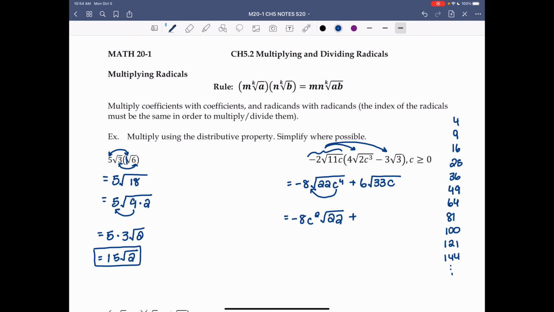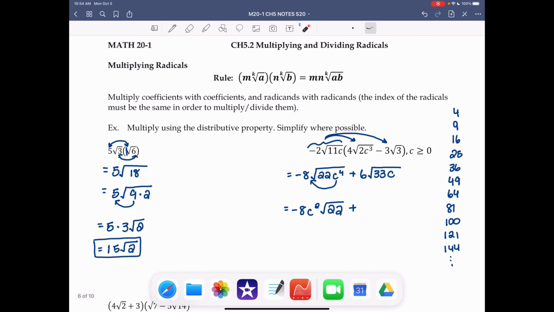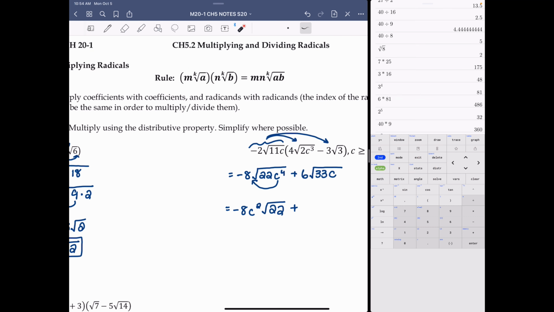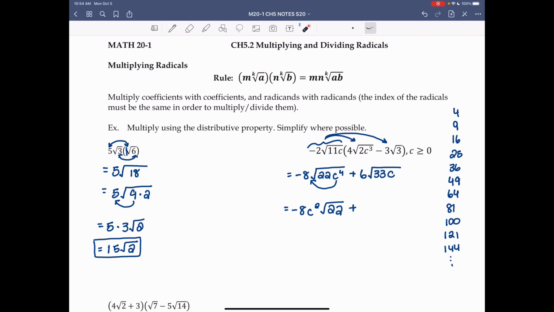Can we simplify that? Half of 33 is 16 and a half. So we're looking at numbers smaller than 16 and a half. Can 33 be divided by 16? Don't think so. 33 divided by 16, we get a decimal. 33 divided by 9 doesn't work, we get a decimal. 33 divided by 4 doesn't work, we get a decimal. So again, that just means that the square root of 33 can't be simplified. So we are left with 6 square root 33c.